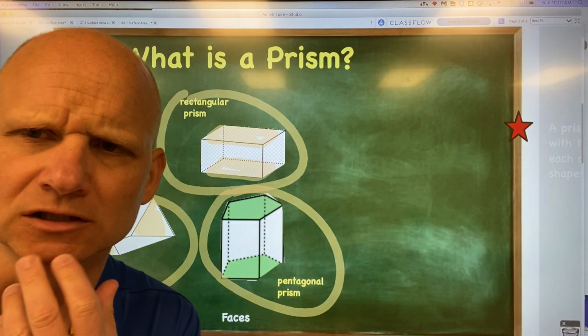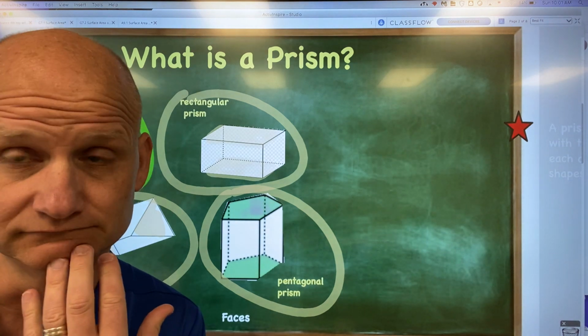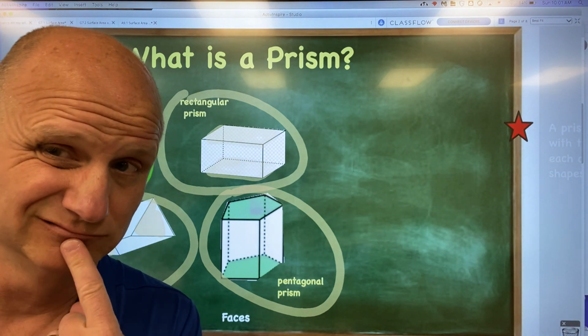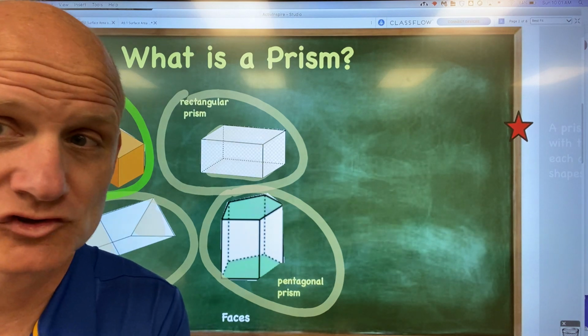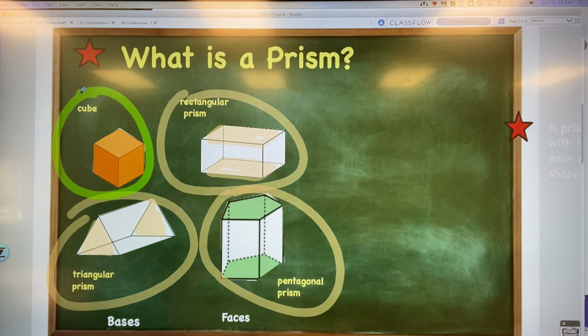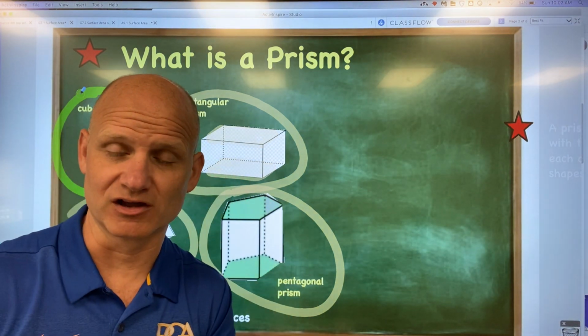Interesting though, this you all know as a cube. Why don't they call that a square prism, Mr. Carlisle? I don't know, it's a good question. You probably could call it a square prism because its bases are square, but people refer to that as a cube. Anyway, we are going to discuss how to find the total surface area of these prisms.